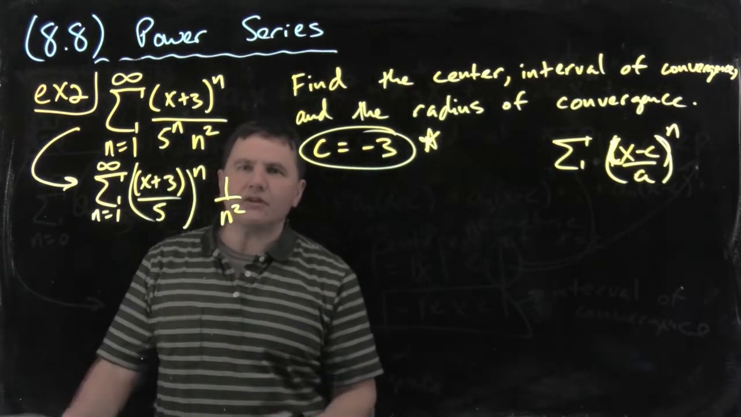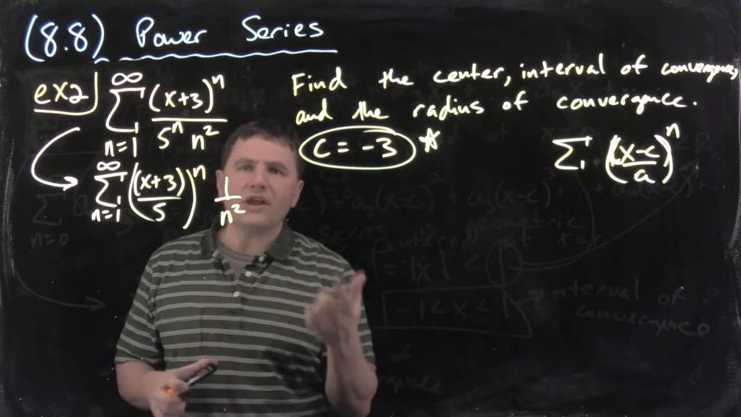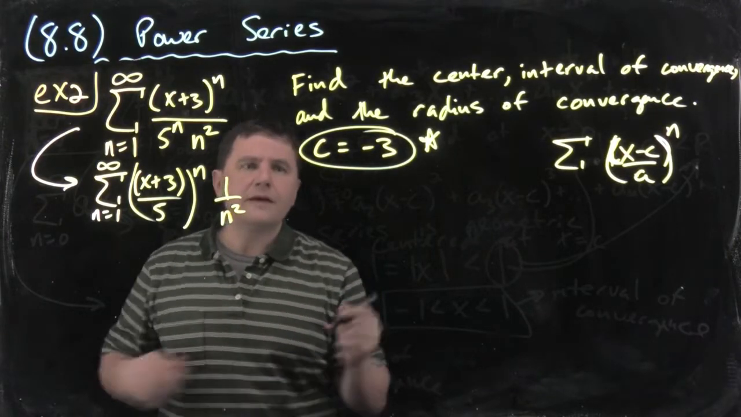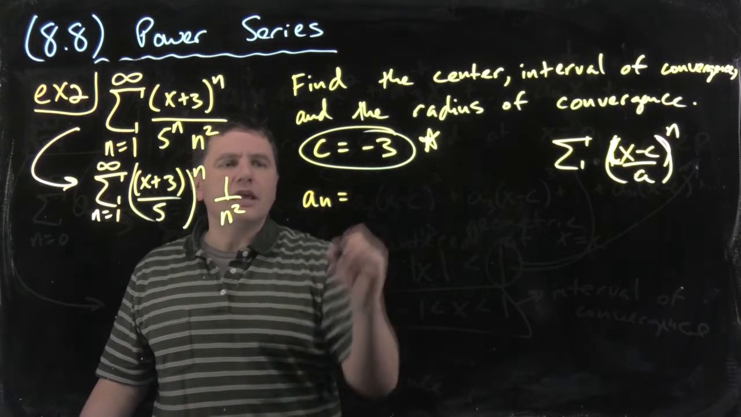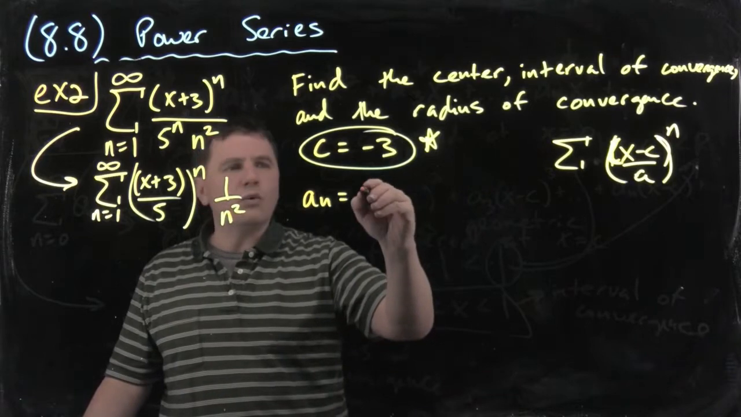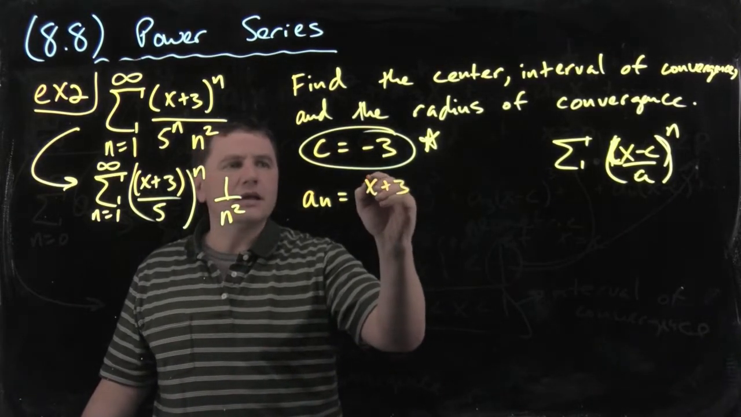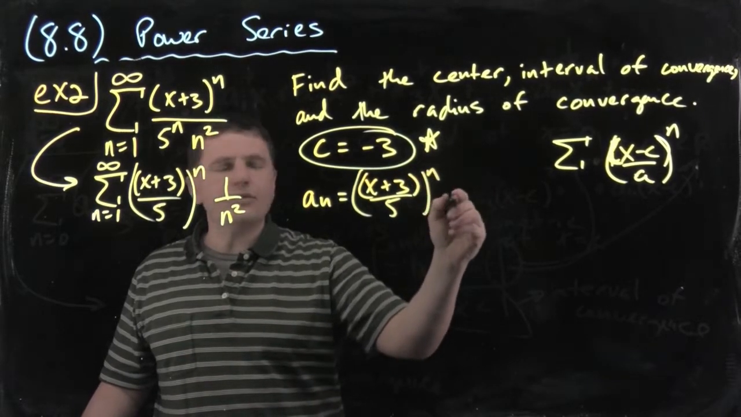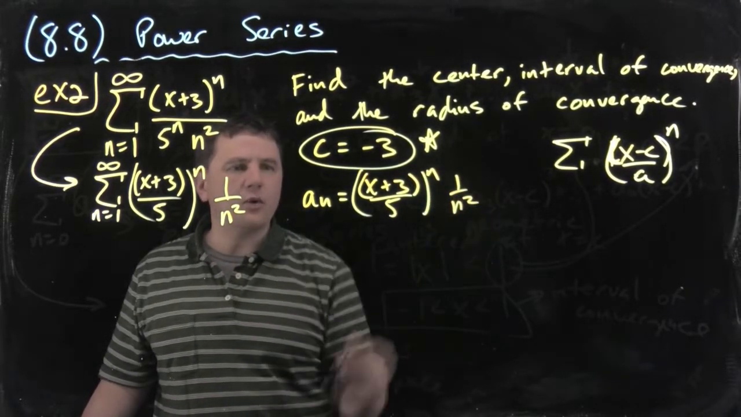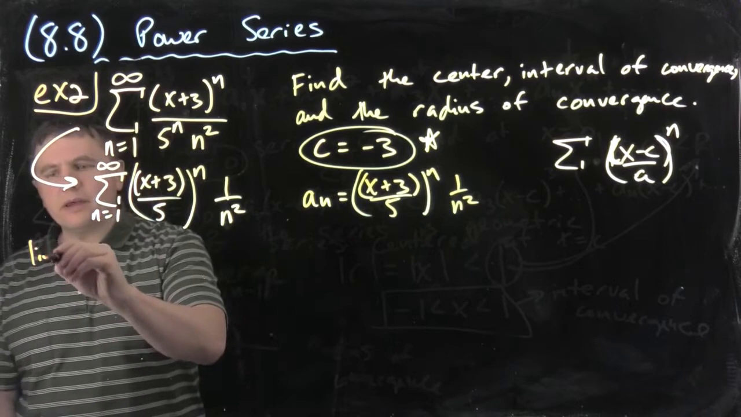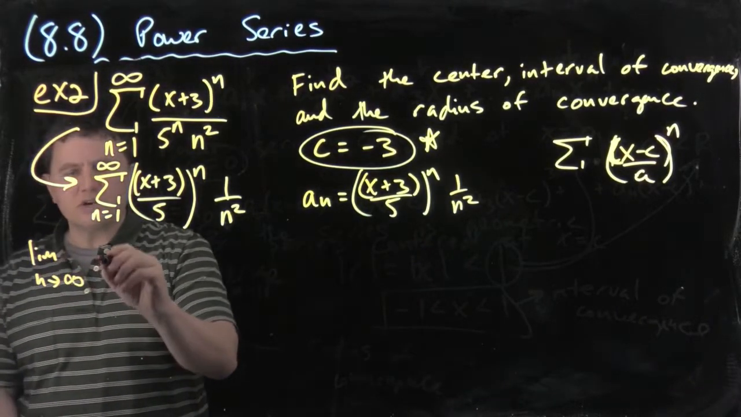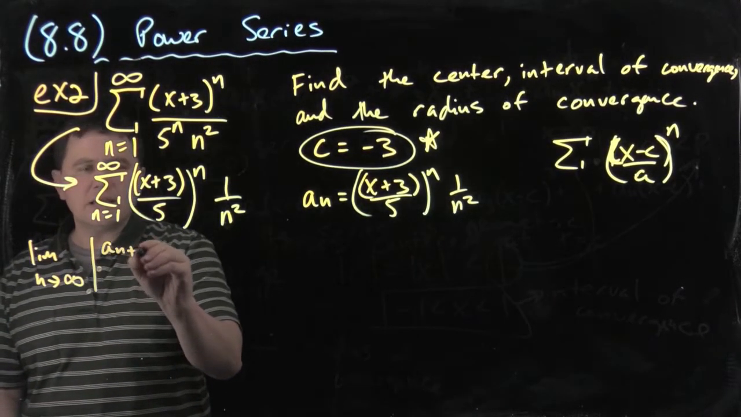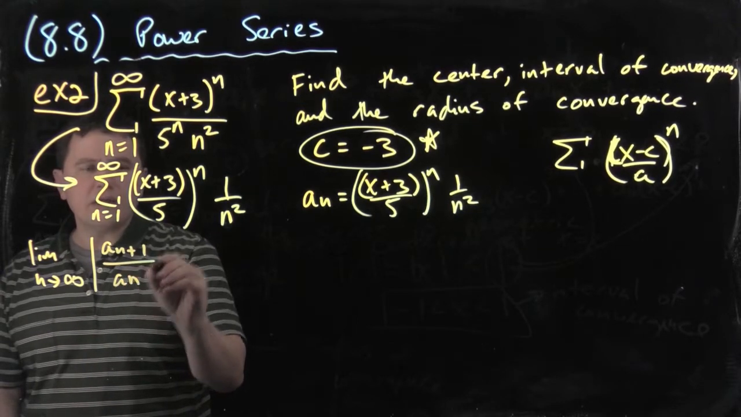What we do is actually, if we can't see it as geometric, we go right to the actual ratio test. So what we're going to do here is we're going to let a sub n equal (x plus 3) over 5 to the nth, and then 1 over n squared. And then we're going to do the limit as n goes to infinity. So we're using ratio test here. So a sub n plus 1 over a sub n.